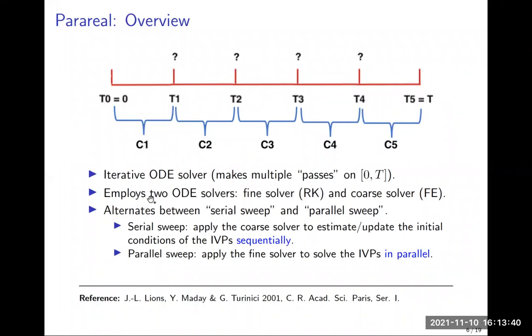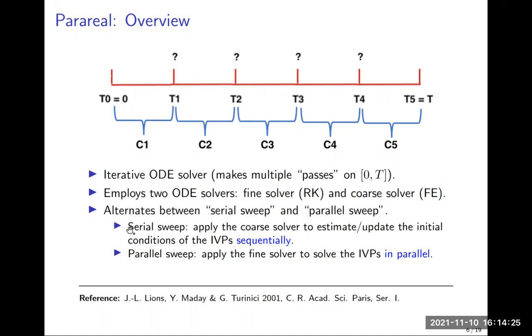And the second thing that I want to say about this method is that it employs two ODE solvers, one fine solver. By fine solver, I mean it is more accurate. However, it is also slower, more time consuming. And a coarse solver, by that I mean a method that's less accurate, but takes less time to run. All right, so you can think of the fine solver being the Runge-Kutta method and the coarse solver being the Forward Euler method. And since we are actually solving PDEs, the fine solver may also have finer spatial discretization.